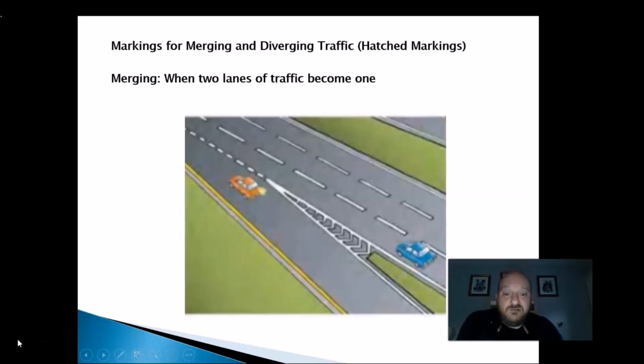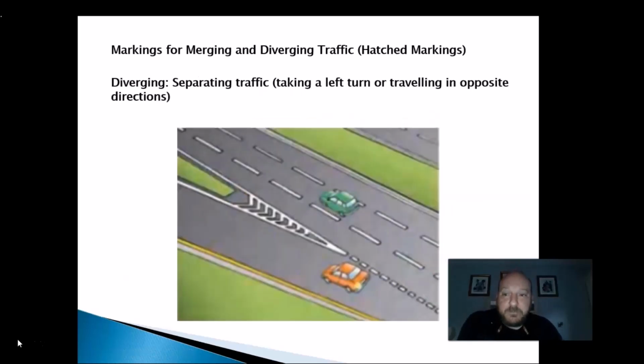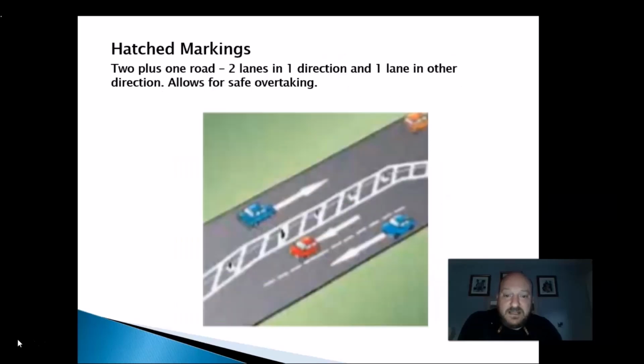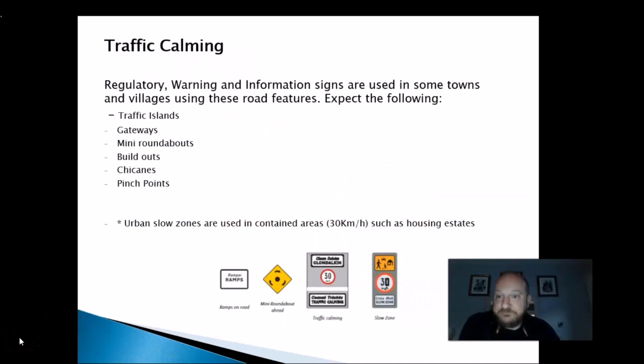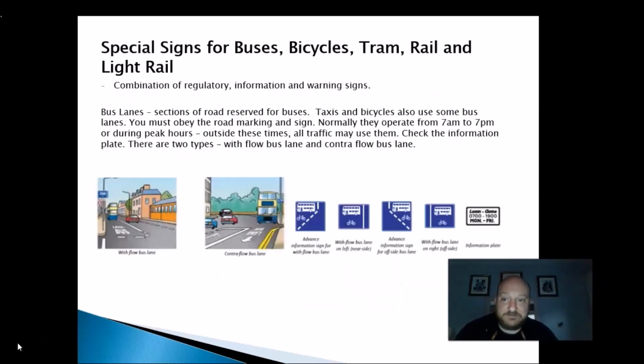Markings for merging and diverging traffic. Diverging, separating traffic. You can see by the image below. Hash markings, 2+1 road. So there's two coming in this direction and one lane going in that direction. Traffic calming measures, slowing down and relaxing the traffic. You get traffic islands, gateways, mini roundabouts, build-outs, chicanes, and pinch points where the road's narrow. All these things are traffic calming measures.